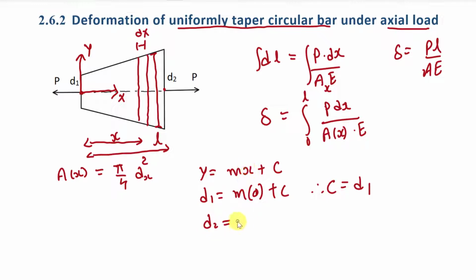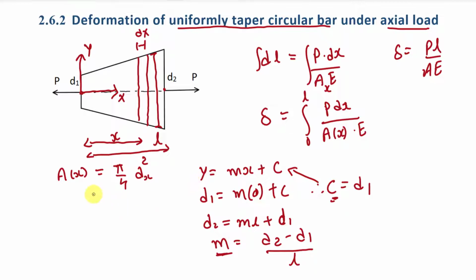So we will put x equal to L. And we know the value of c, it is d1, so I will write here d1. So from here what will be the value of m? m will be equal to d2 minus d1 divided by L. So finally I have the diameter as a function of x. For that we have to put the values of m and c in this case.